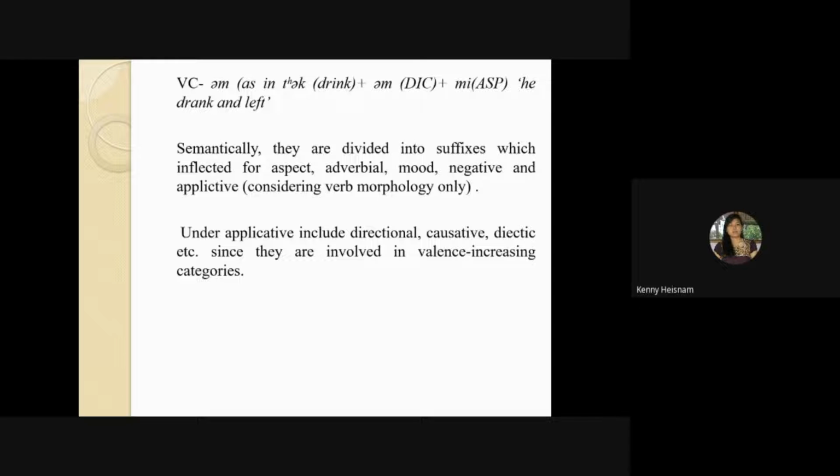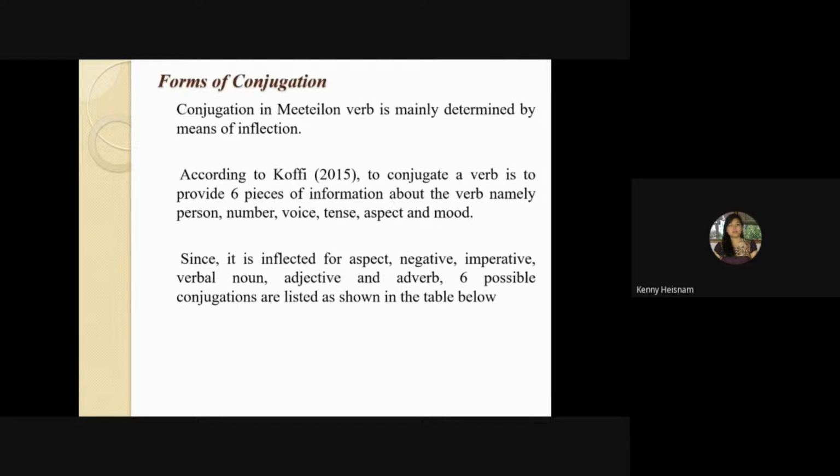And semantically, they are divided into suffixes which are inflected for aspect, adverbial, mood, negative, and applicatives. And applicatives include directional, causative, deictic, etc., since they are involved in the valence increasing category.